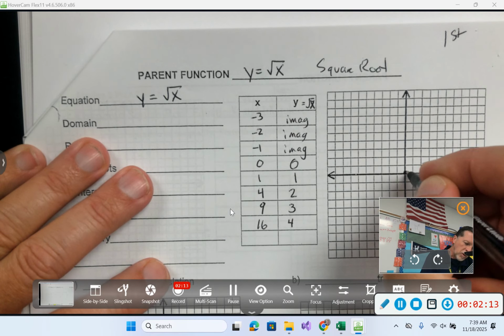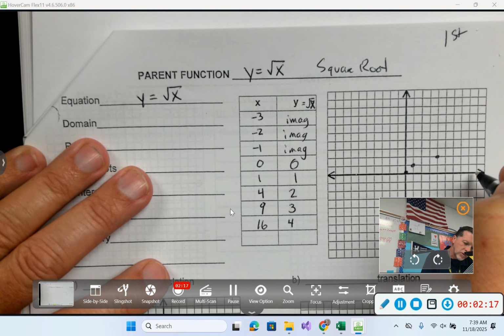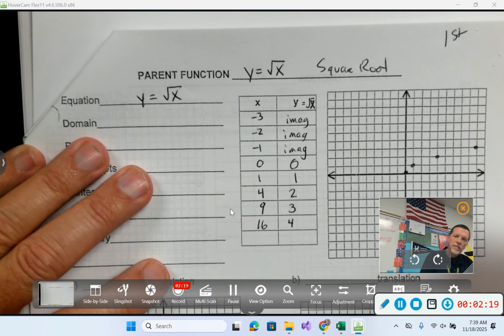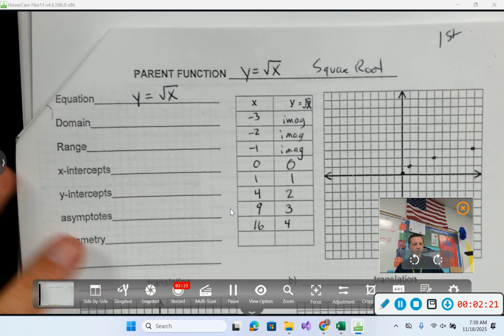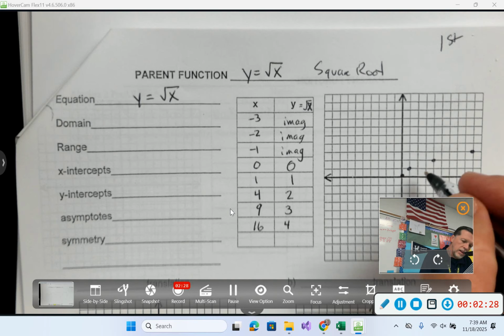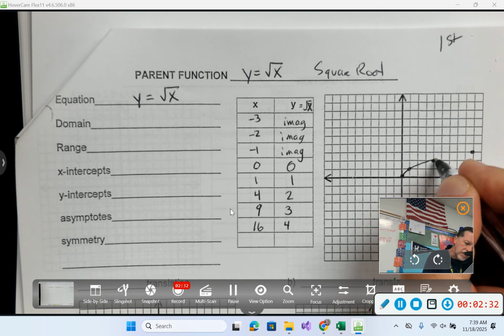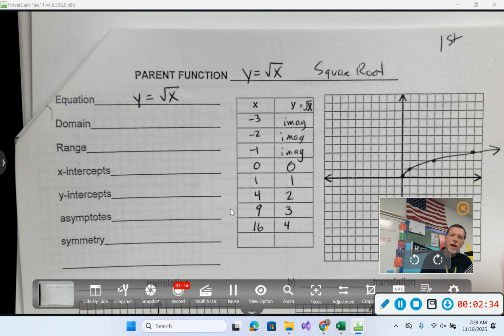Let's plot those points. 0, 0, 1, 1, 4, 2, 9, 3, 16, 4 is off the graph, off the page. And so it's kind of a sideways parabola, but only half of the parabola.